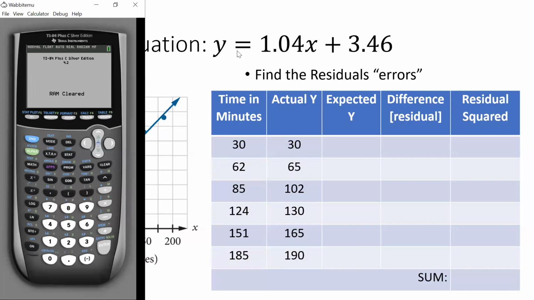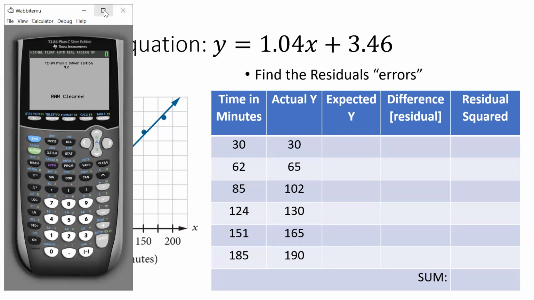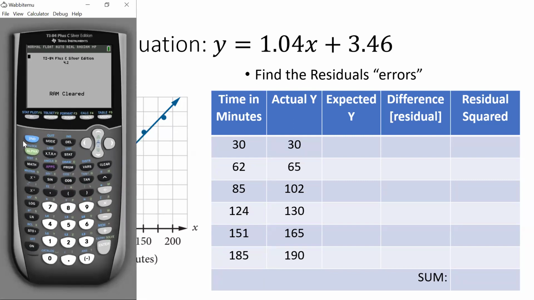So our given equation for, who is this? What's her name? Stella? Yeah. So we're going to put in Stella's equation. In order to put in the equation, we're going to press y equals. And her equation is 1/400 x plus 3.46. That's Stella's equation. Agree?